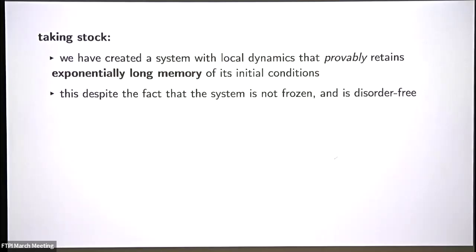So to summarize this rather formal section, the upshot is that we've created a system with local dynamics which provably retains an exponentially long memory of its initial conditions. And I think it's kind of interesting that this can occur in a very reasonable physical model. And that's basically the punchline of this part of the talk.